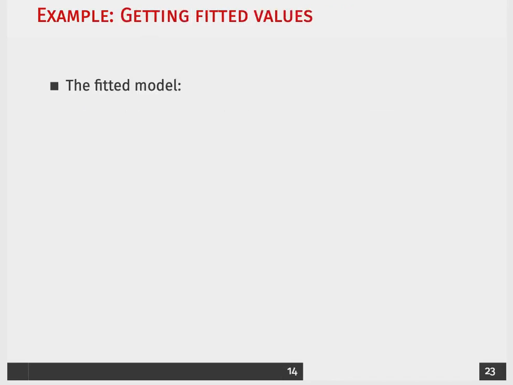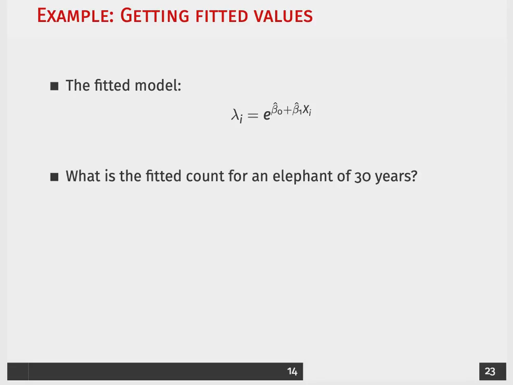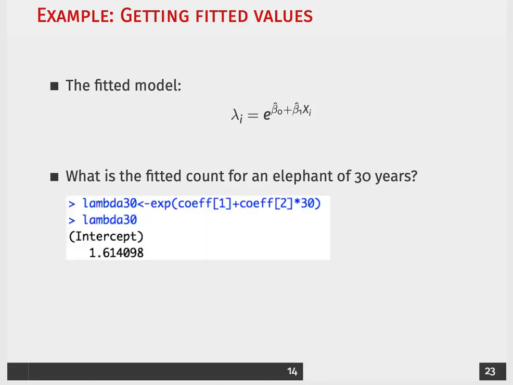Now, we went over this a little bit already, but I want to hammer this point home in how we're getting the fitted values for our model. So the fitted count, let's say for an elephant of 30 years, we would just plug in 30 times our estimated coefficient for beta 1 plus our estimated coefficient for beta naught and take the exponent of that. And so we get 1.61. That means the estimated mean number of mates is 1.6 for an elephant that is 30 years old.